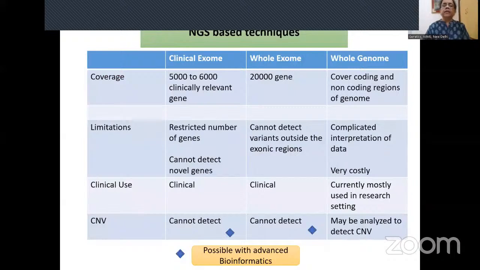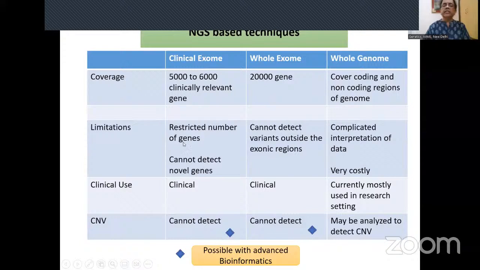So if we compare the clinical exome, the whole exome and the whole genome, classically clinical exome would cover 5,000 to 6,000 clinically relevant genes, and this would vary from lab to lab, whereas whole exome sequencing should theoretically include 20,000 genes which are reported to be disease causing. And then you have the whole genome sequencing, which covers the coding and non-coding region of the genome.